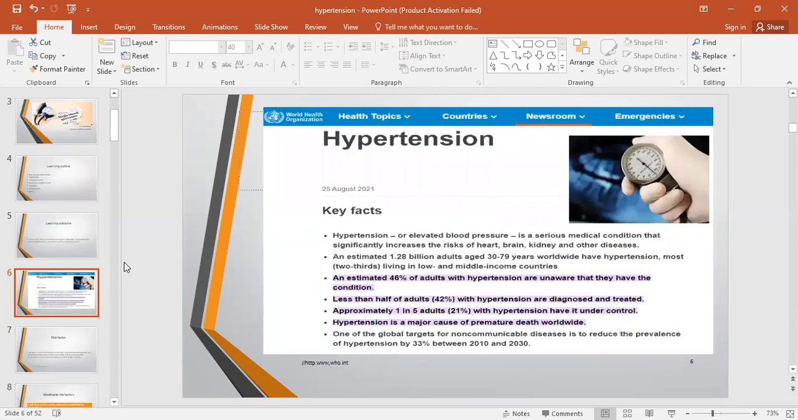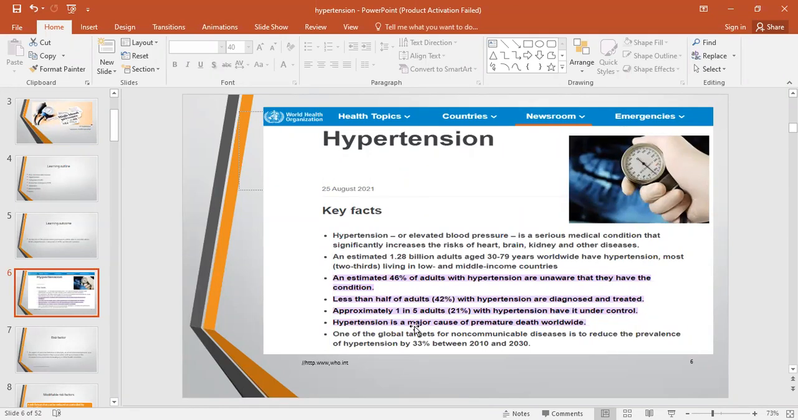There are some key facts from WHO about hypertension. Hypertension, or elevated blood pressure, is a serious medical condition that significantly increases the risk of heart, brain, kidney, and other diseases. An estimated 1.28 billion adults aged 30 to 79 years worldwide have hypertension, most living in low and middle income countries. An estimated 46% of adults with hypertension are unaware that they have the condition, and less than half of adults, almost 42%, with hypertension are diagnosed and treated. Approximately 1 in 6 adults, almost 21%, with hypertension have it under control.